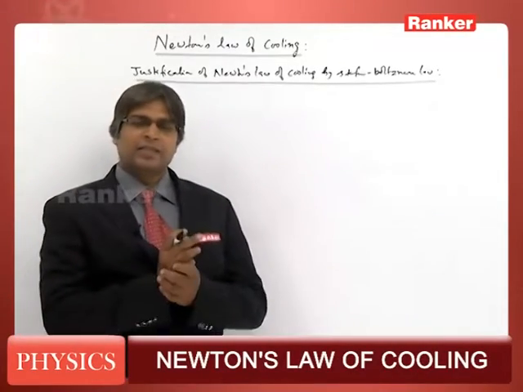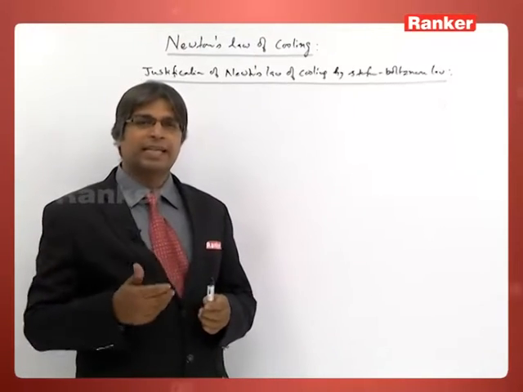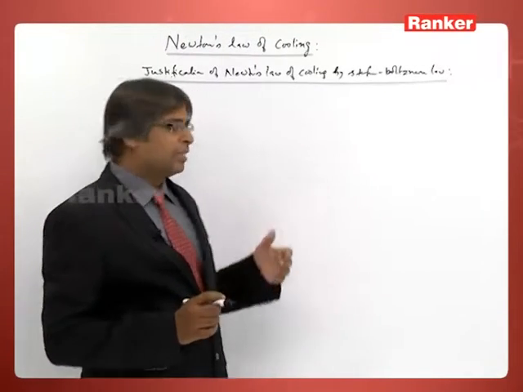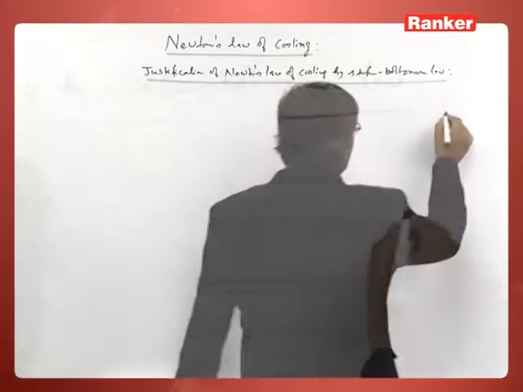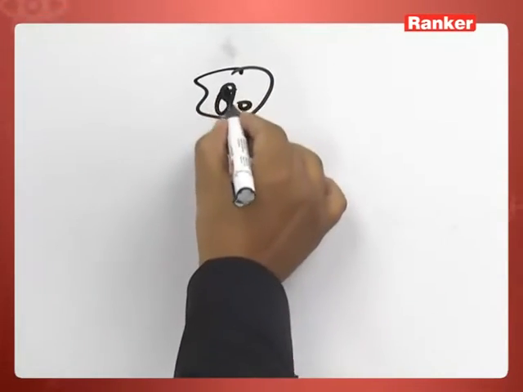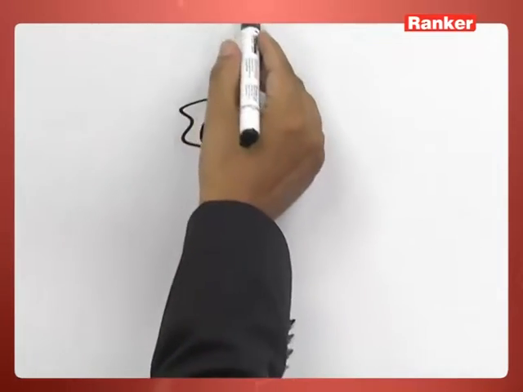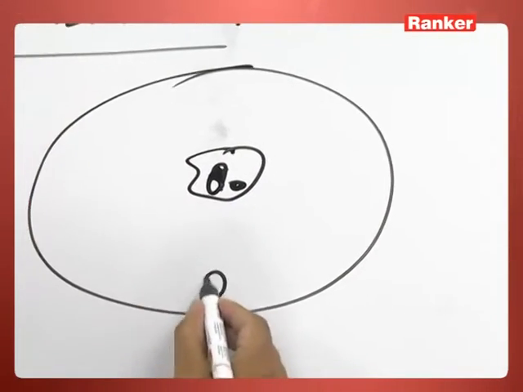Now, let us see how by Stefan-Boltzmann law we can derive Newton's law of cooling. So, this is our hot body at a temperature initially theta naught, and it is placed inside an enclosure whose temperature is theta surrounding.